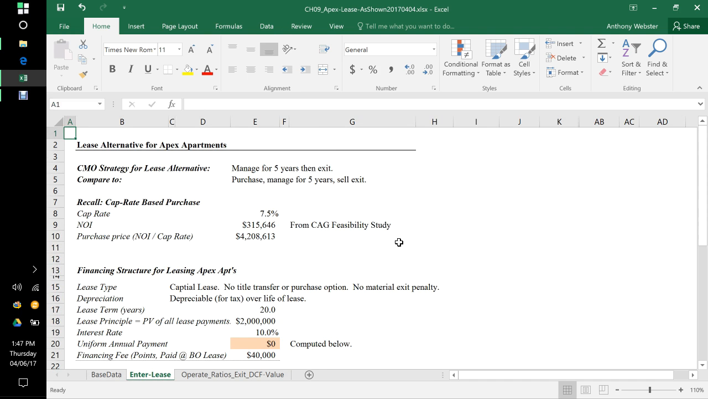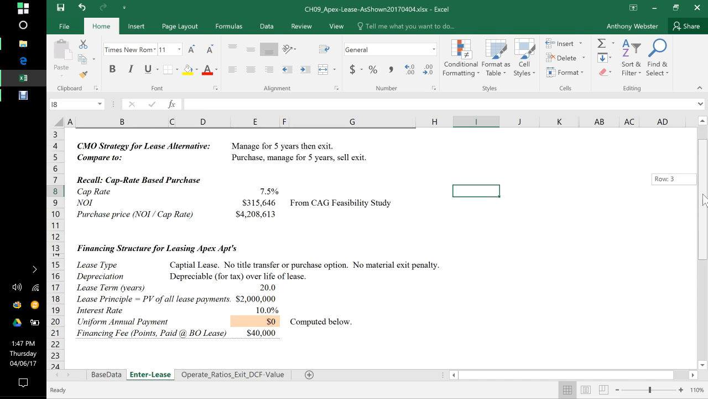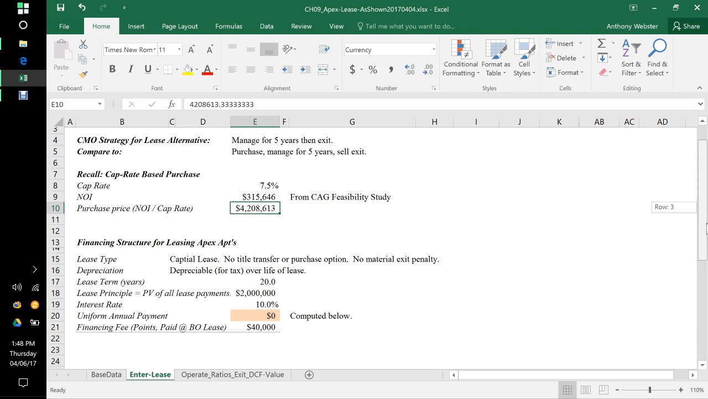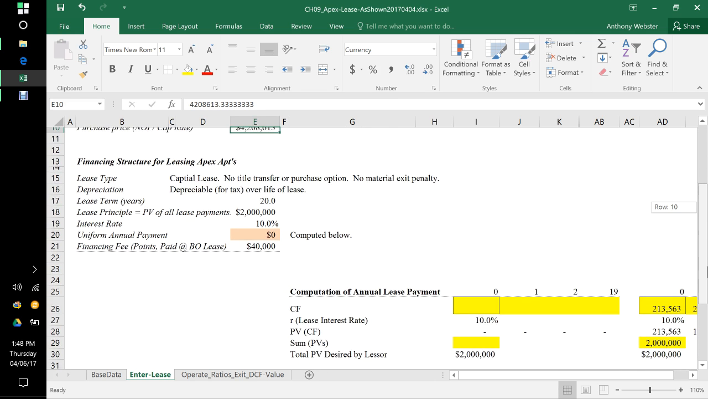Okay, so the first thing that we're going to have to do is figure out the terms of the lease and how those work through for the sponsor. As with a mortgage, the lender drives everything, the lender in this case being the lessor. So CMO's strategy is going to be, as it was with the mortgage, manage for 5 years and then exit. And the purchase price of the building, not including any fees, is still 4.2 million and change.